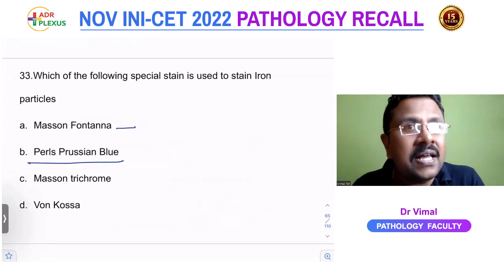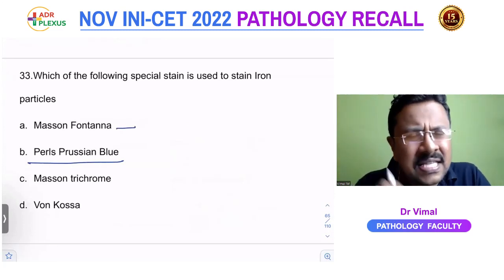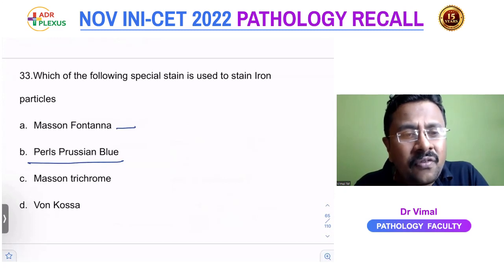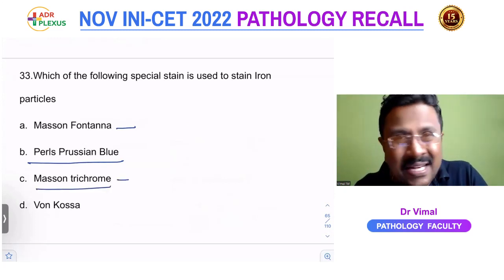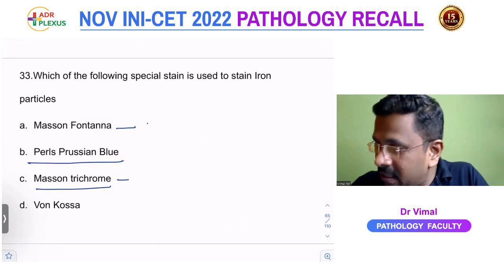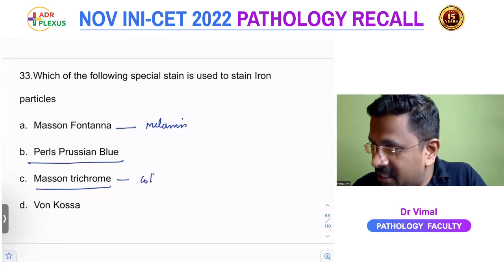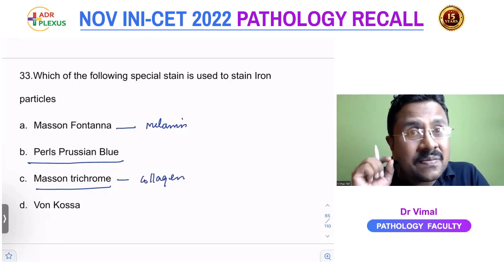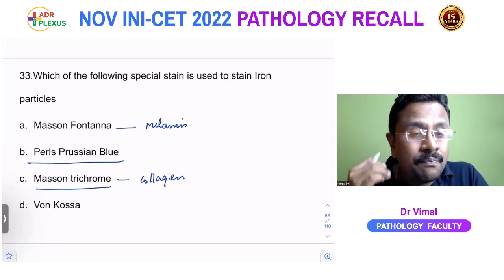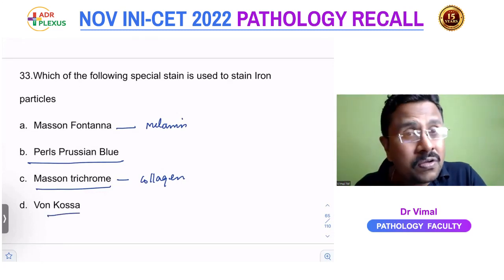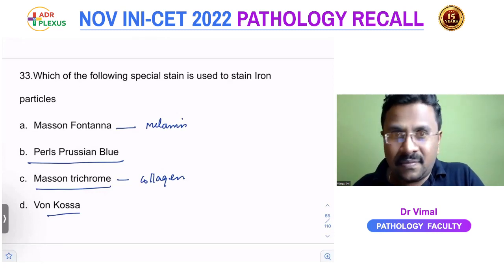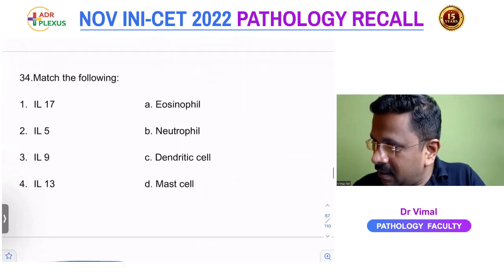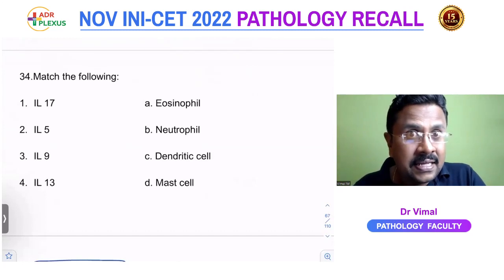So Masson Fontana, what is this? Which stains does Masson Fontana stain? Masson Fontana and Masson Trichrome. Though the name Masson is there, Masson Fontana is for melanin, and Masson Trichrome is for your collagen fibers. Masson Fontana stains the melanin black in color, whereas Masson Trichrome stains the collagen blue in color. And you will remember von Kossa is a special stain for calcium.